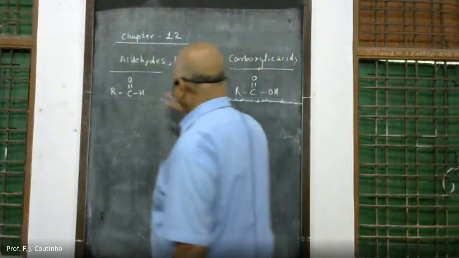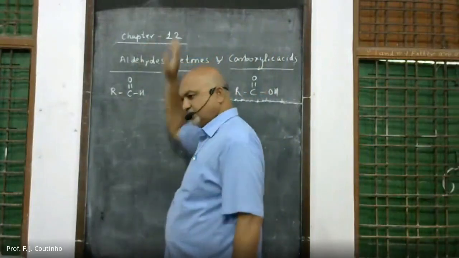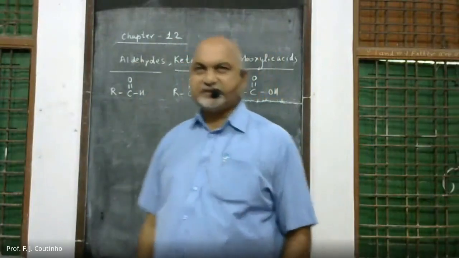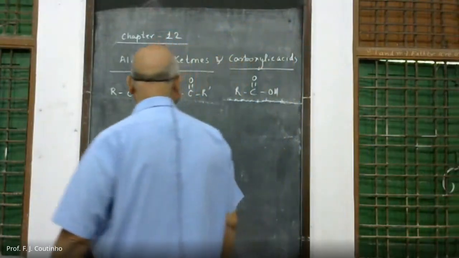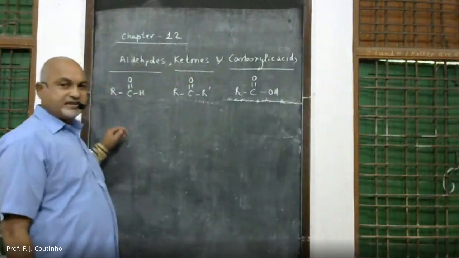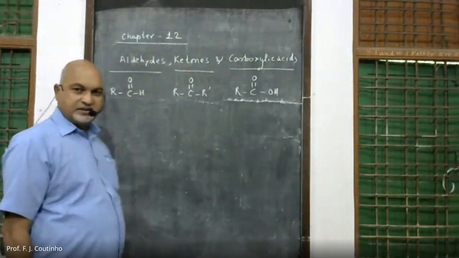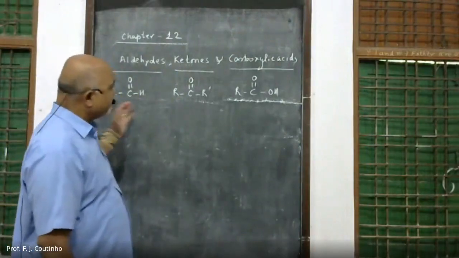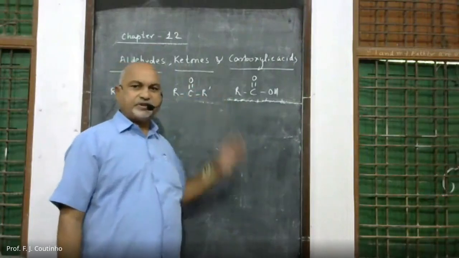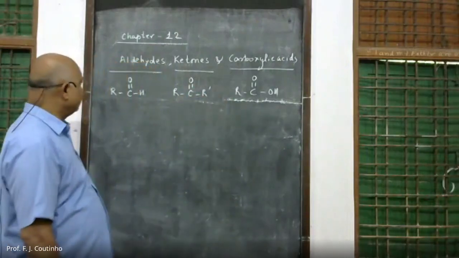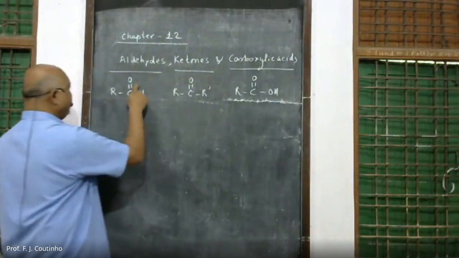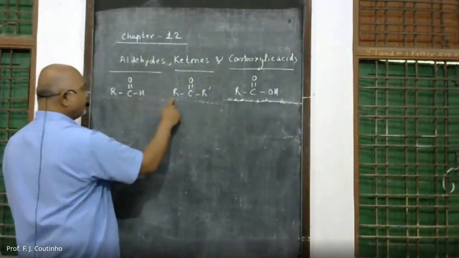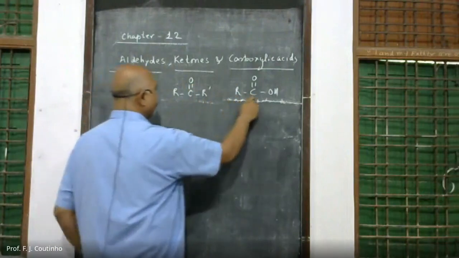Today, we are going to study Chapter 12, and the title of the chapter is Aldehydes, Ketones, and Carboxylic Acids. Now, why are these three topics under the same chapter, Chapter 12? The reason is, if you see on the left hand side of each, maybe RC double bond O, RC double bond O, and RC double bond O.